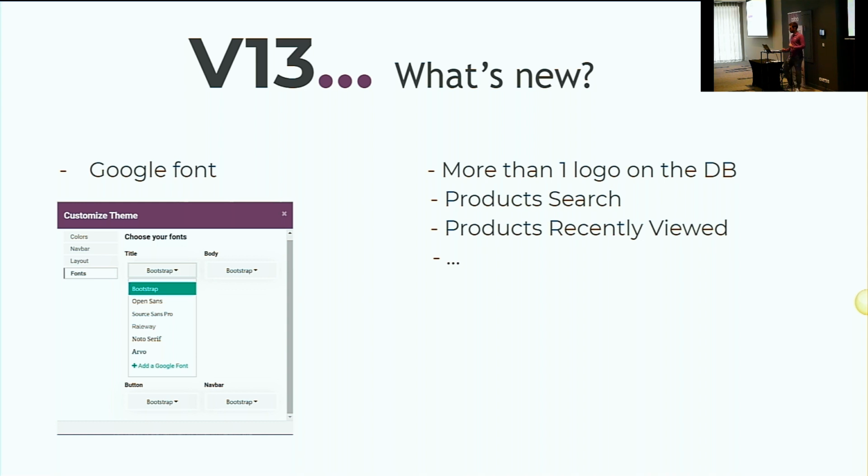As I told you, you have also many other things. You have the product search snippet. You have also the product recently viewed, and you can also have more than one logo on your website. One on your website and the other one in your backend in your documents.